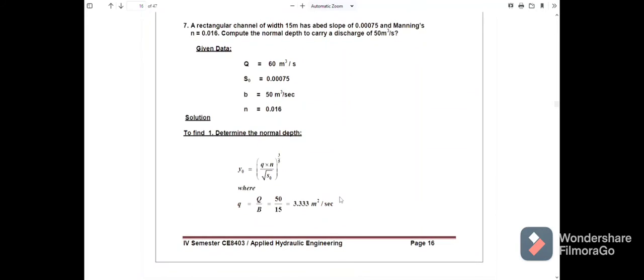A rectangular channel of width 15 meter has a bed slope i of 0.0075 and Manning's n of 0.016. Compute the normal depth to carry a discharge of 50 meter cube per second. Here q equals Q by b, flow rate divided by width. From Manning's formula we get the per unit width flow rate, the specific flow rate. Small q is specific flow rate, capital Q is flow rate. Specific flow rate means per unit width flow rate.